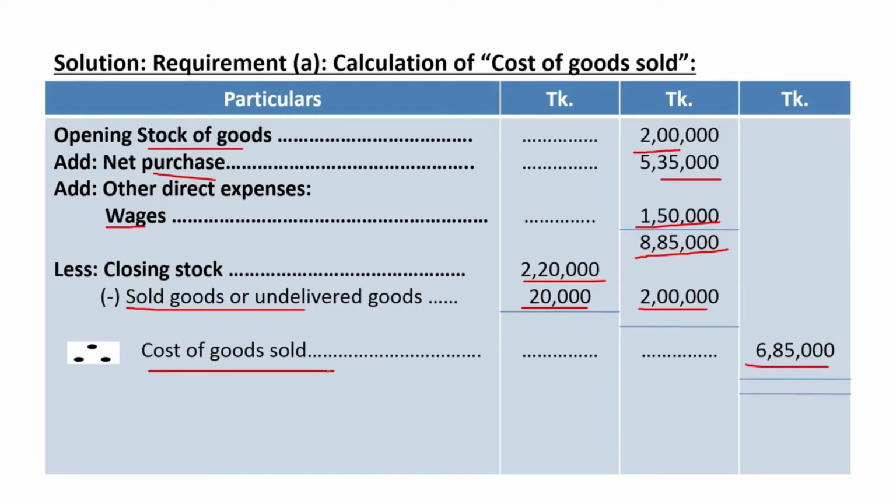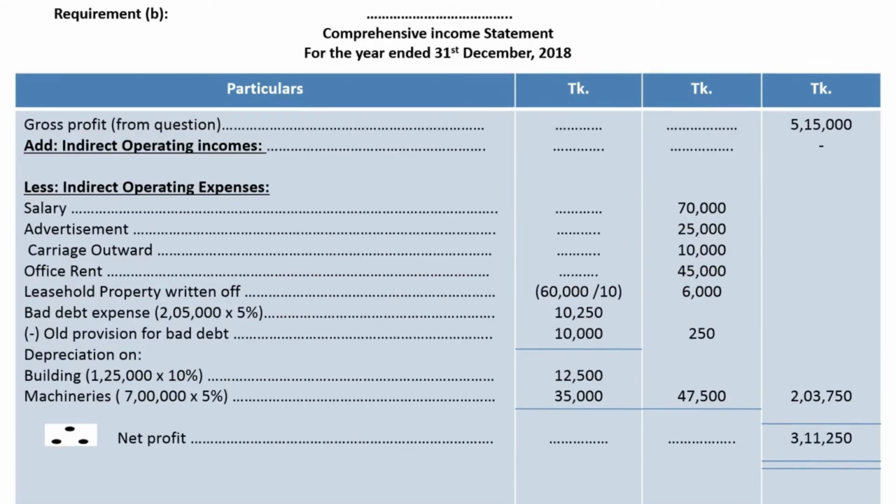Okay, dear students. Now requirement B, that is comprehensive income statement. My dear students, we know that through comprehensive income statement we can know total 3 results. Number 1, gross profit. Second, operating profit or loss. Third, net profit or net loss. Okay, dear students. However, from the question, gross profit 5 lakh 15,000 taka. Add indirect operating incomes 0 taka.